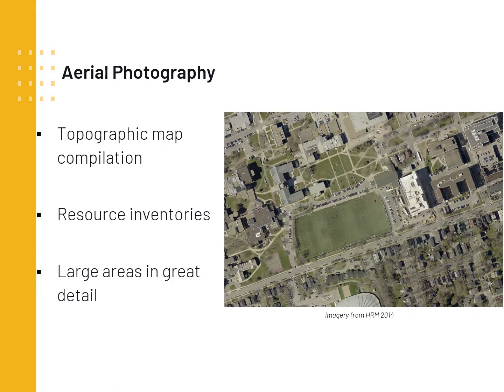The next common way of collecting GIS data is through aerial photography. This is typically used for topographic map compilation. So these are going to be what most people consider to be base maps. They contain information about contours, roads, rivers, lakes, and other important features.